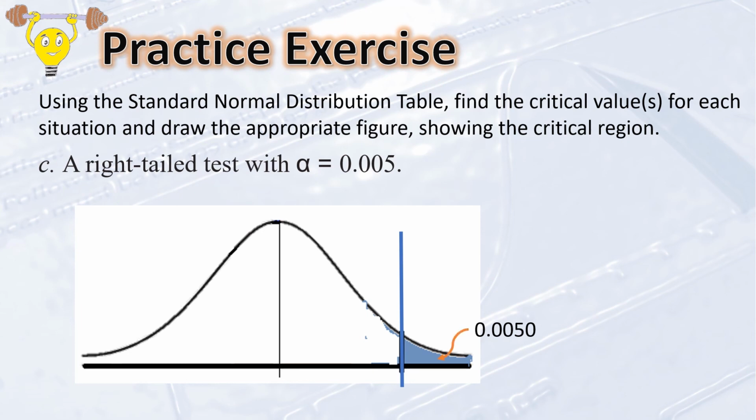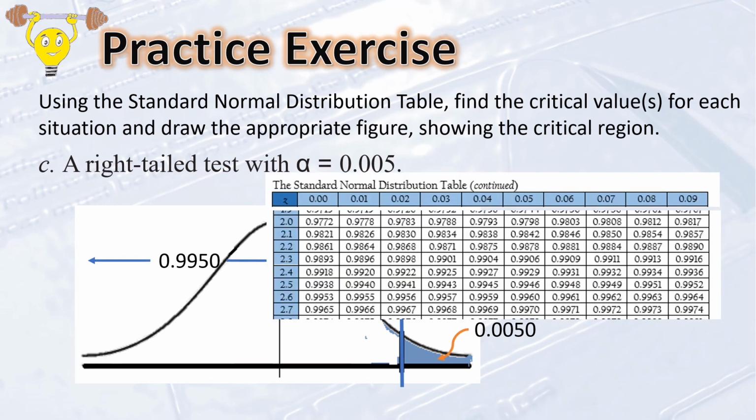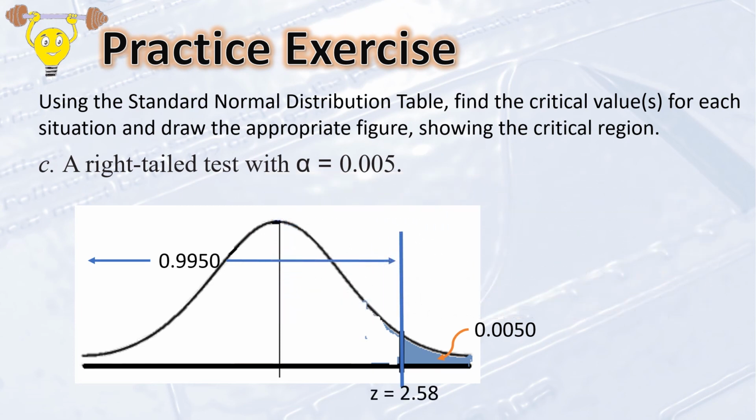Using the standard normal distribution table, we look for the area 1 minus 0.0050, and that is 0.9950. The closest to that is 0.9951, and the Z value is 2.58. Hence, the critical region is to the right of that Z critical value, 2.58.